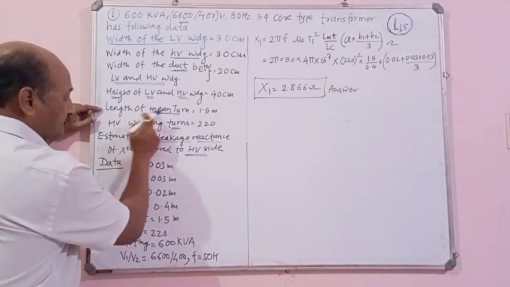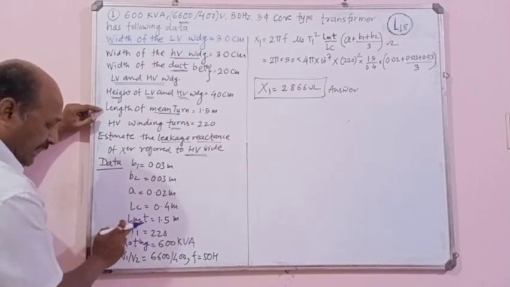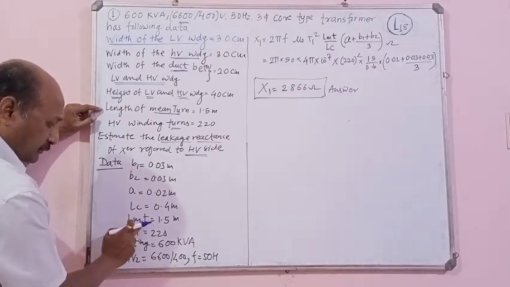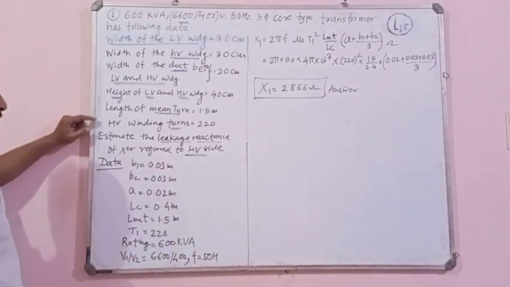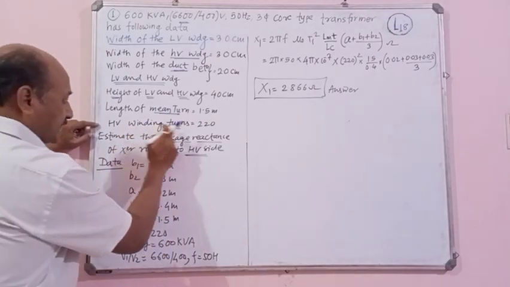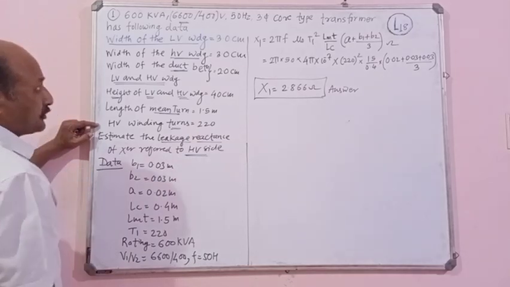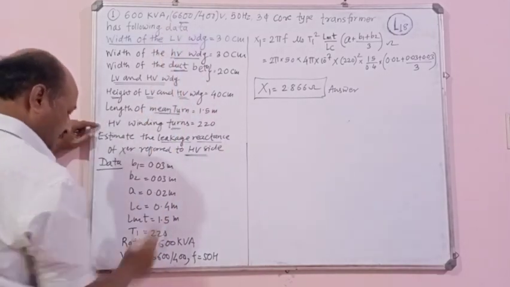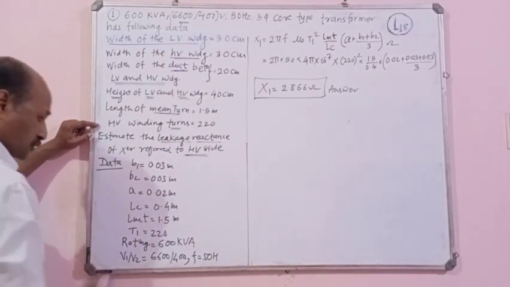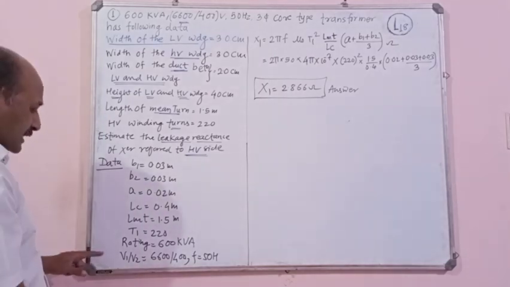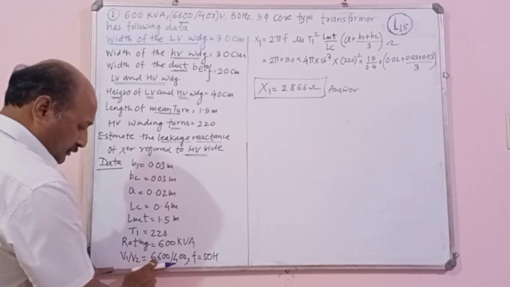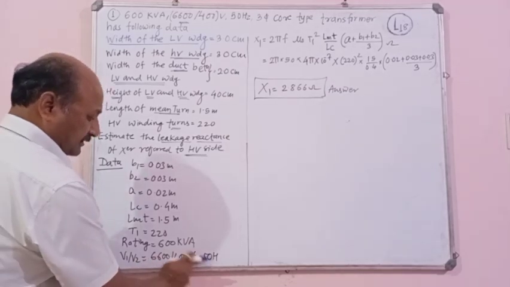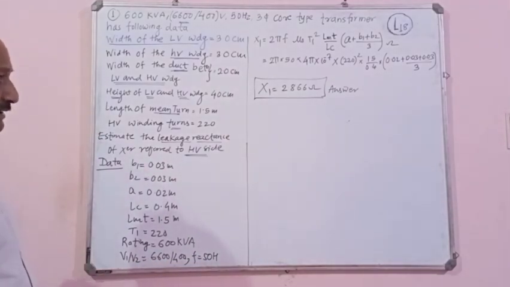Then the length of the mean turn, that is LMT, already given in meter, 1.5 meter. HV winding turns 220. HV is primary, that's why T1 equals 220. The rating of the transformer equals 600 kVA. V1 by V2, that is the voltage ratio given, and f equals supply frequency.